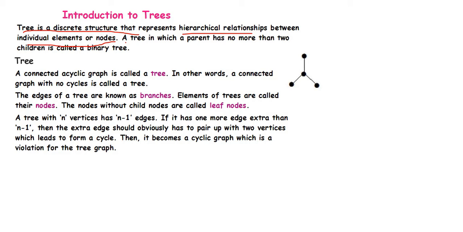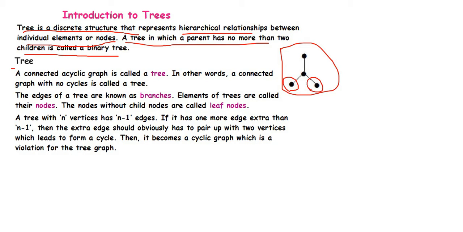So a tree in which a parent has no more than two children is called a binary tree. As you can see in the diagram drawn here on the right side, a tree in which a parent has no more than two children is called a binary tree. So this is nothing but your binary trees. Okay. So what is a tree?